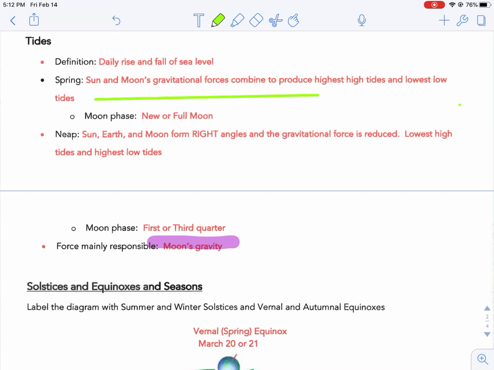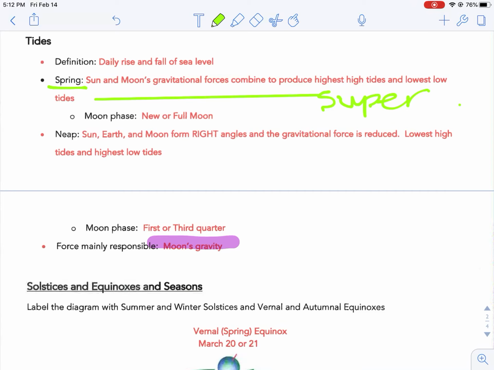The sun and the moon's gravitational force combine to produce higher than normal high tides and therefore lower than normal low tides. That's going to happen on the new or full moon. If we have a straight line, remember what I asked you to remember: spring, straight, supersized, super high tides. Therefore, our low tides are going to be lower because that water is going to our high tides. So with spring tides, the sun and the moon's gravitational force combine to supersize that high tide.